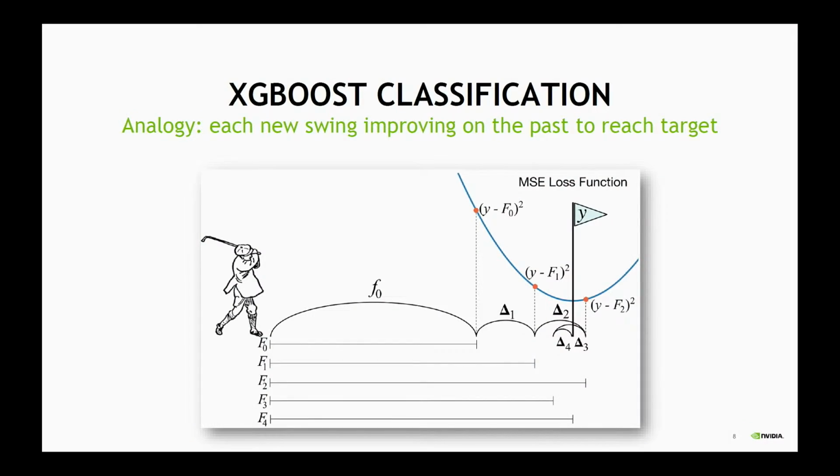To help explain a little bit more about decision trees, I like this example where you think of each swing of the golf swing as a decision tree.